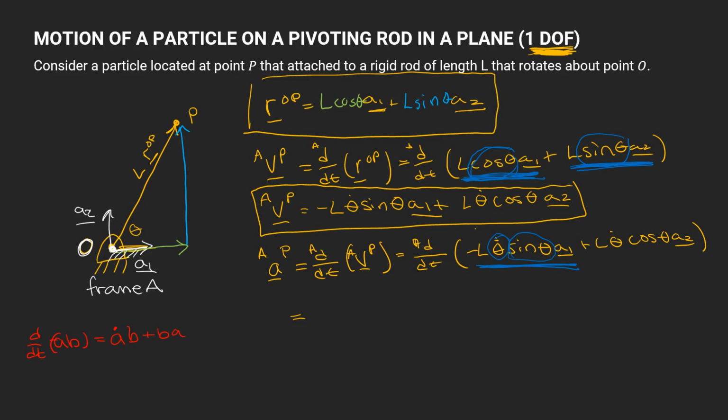So we'll start out. The first term here is negative L theta double dot, so we're taking the derivative of theta dot, times sine theta. And now we're going to take the derivative of this term. Again, using the chain rule, and ultimately what we get is minus L theta dot squared cosine of theta. And that's this A1 term.